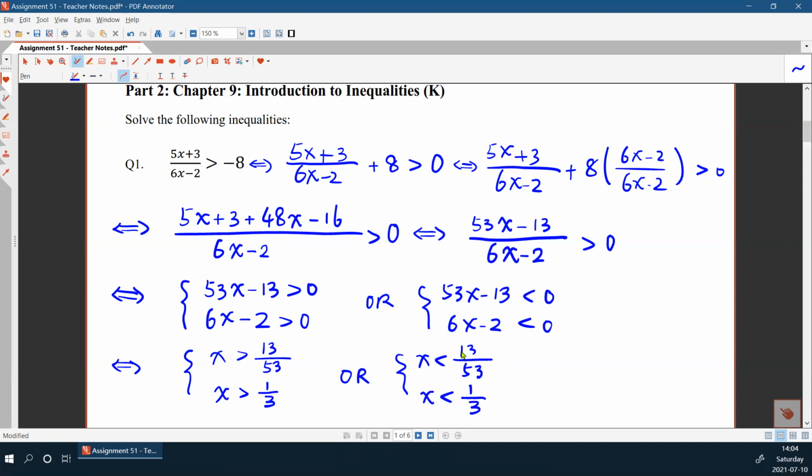And then we need to consider which number is greater, right? Note that 13 over 53 is about 0.2 something, right? And 1 over 3 is about 0.3 something. So 1 over 3 is greater than 13 over 53. These are the relative positions of the two numbers.